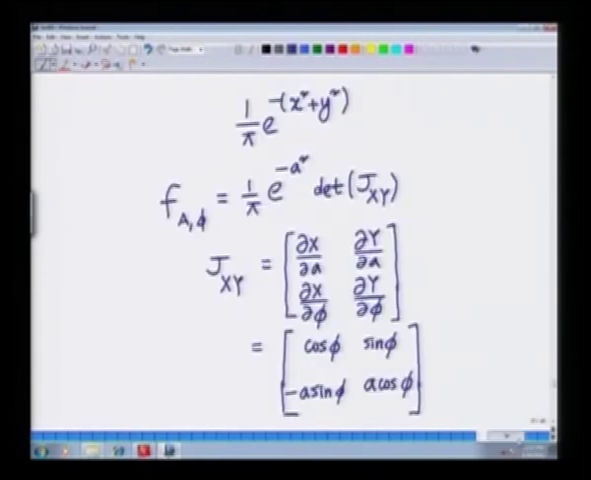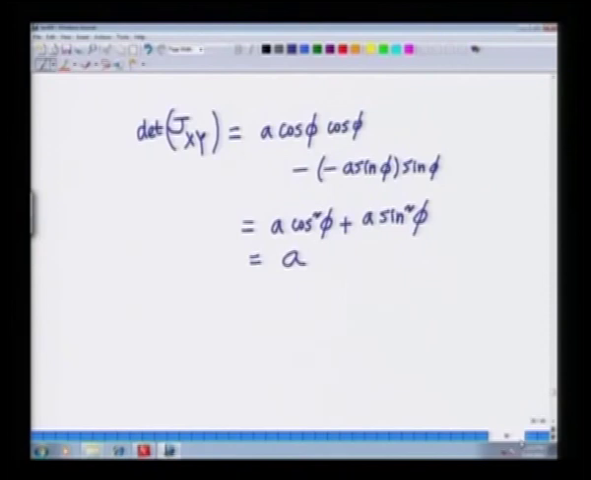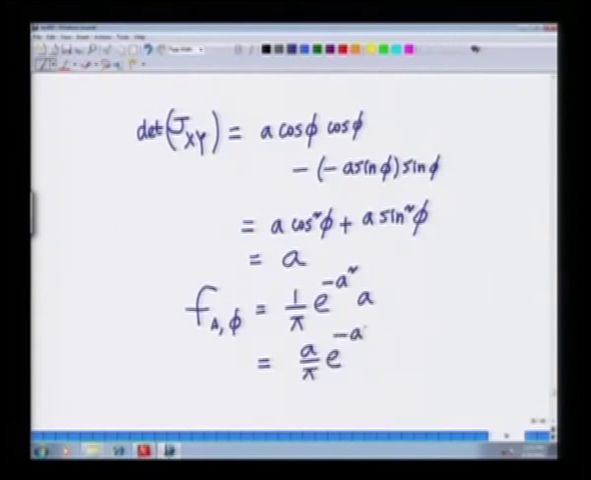So, now we have completed deriving the Jacobian, and now I want to substitute the Jacobian into this expression here, which is the expression for the joint distribution in terms of a phi, that is 1 over pi e power minus a square times the determinant of the Jacobian, and hence the joint distribution is simply f of a phi equals 1 over pi e power minus a square times the determinant of the Jacobian, which is simply a, and hence the distribution is simply a over pi e power minus a square.